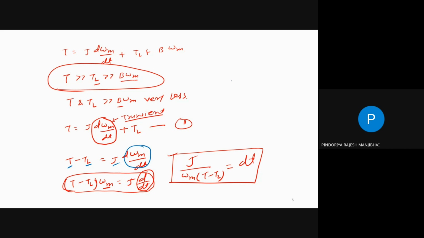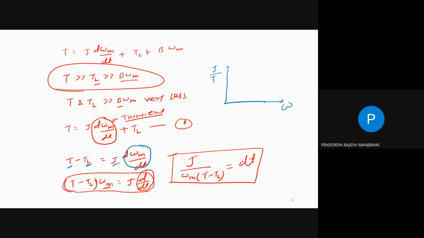So we can say we have to plot the graph with respect to J upon torque and with respect to your omega, that is speed. Why do we have to plot the graph with respect to torque and omega? Because that is a transient operation and we have to calculate the energy. From equation number 1, we can easily calculate T minus TL is equal to J d omega by dt.